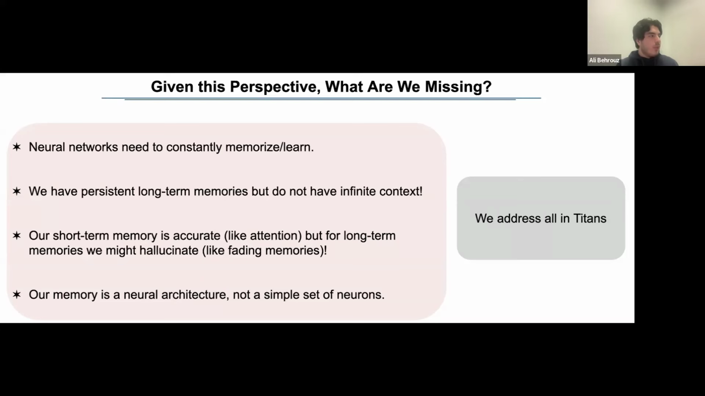Another intuition from this memory perspective is to look at our short-term memory. We can see that our short-term memory is very accurate. And what does that mean? It means that if we got some information just 30 seconds ago, we cannot hallucinate about that. Everything is very clear in our mind. We have all the information, and it's very accurate, very similar to how attention works. In attention, we have all the pairwise interactions between all the tokens, and that's a very accurate way to model all the dependencies of the tokens in the context window that we have.